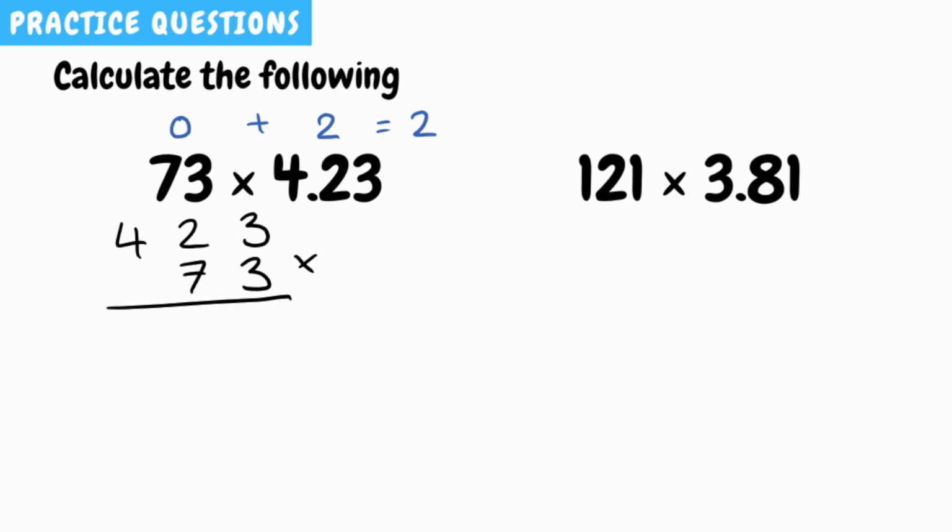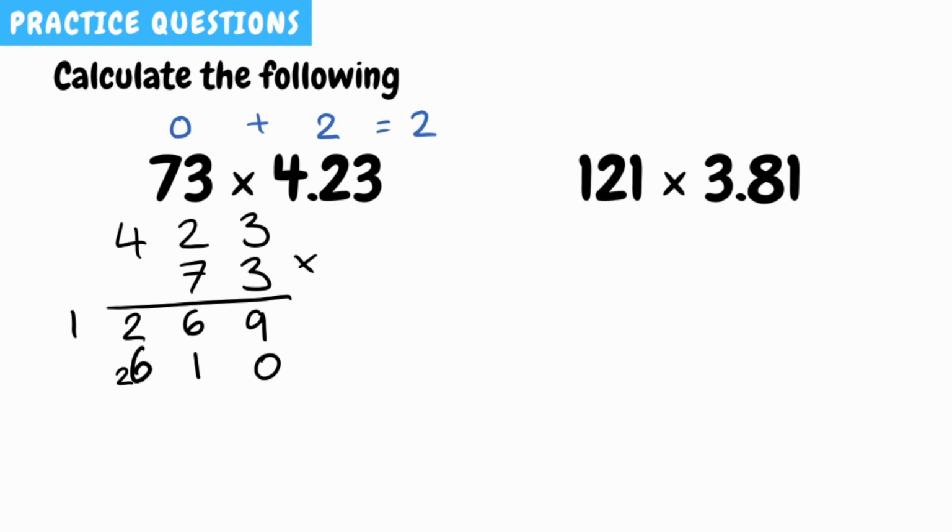So to begin with, we'd have 3 multiplied by 3, which is 9. We've then got 3 times 2, which is 6. We've then got 3 times 4, which is 12. So a 2 here and a 1 over here. We're then moving over to that 7 in the tens column. So we need a placeholder in the units column. We've then got 7 times 3, which is 21. So we're going to put a 1 here and carry over a little 2. We've then got 7 times 2, which is 14. Add on the 2 we've just carried over gives us 16.